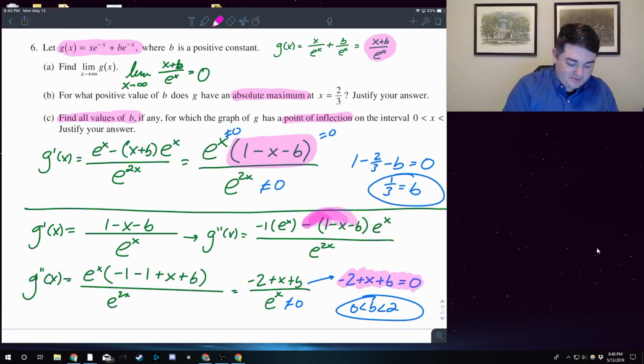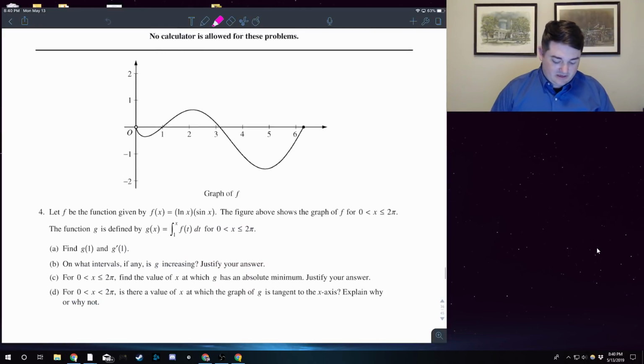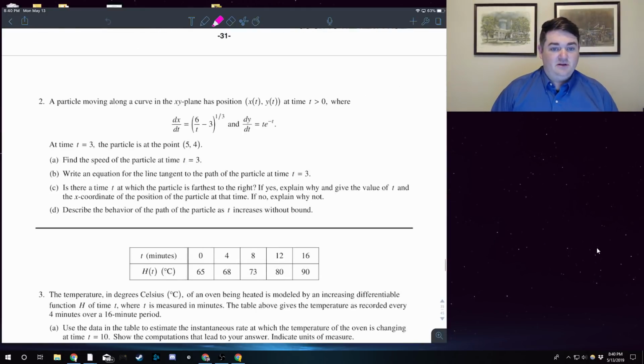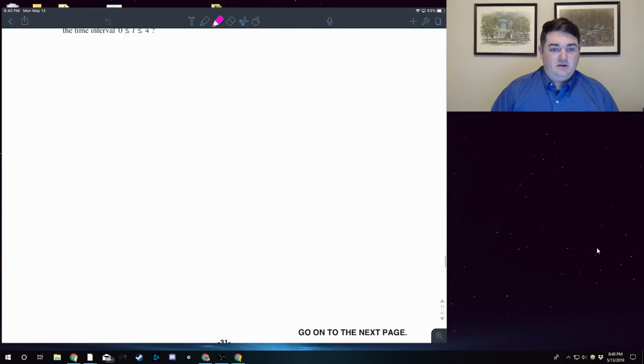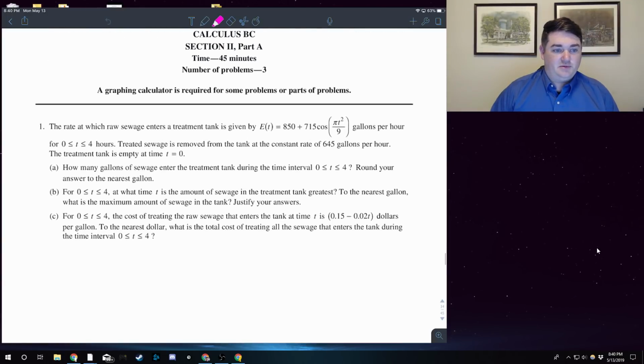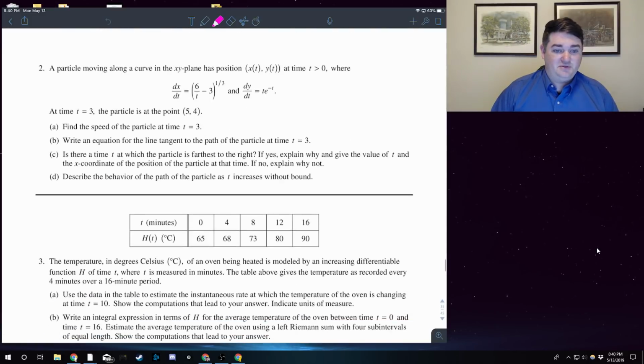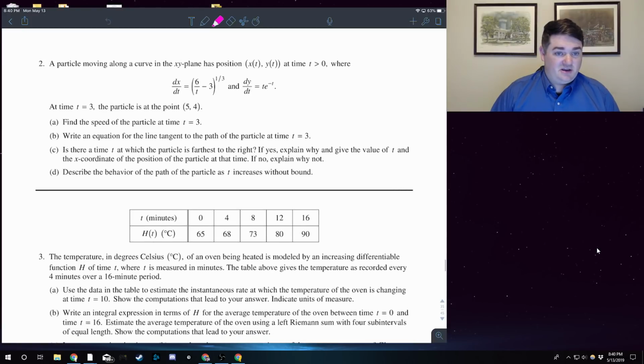Alright, let's jump to the 2008 BC exam. Let's see, this problem was common. I saw Nick asked about polar earlier. Let me take a quick look at these calculator problems. Number 1 was rate in, rate out. Number 2 was parametric. Just a quick look at this.